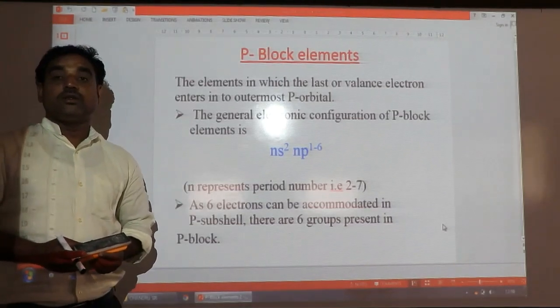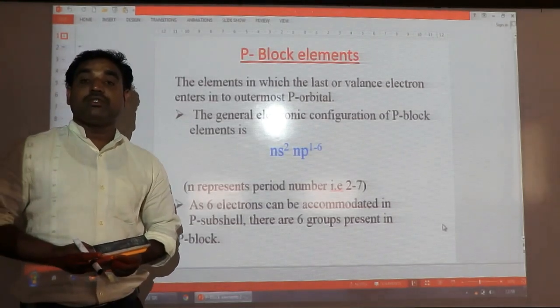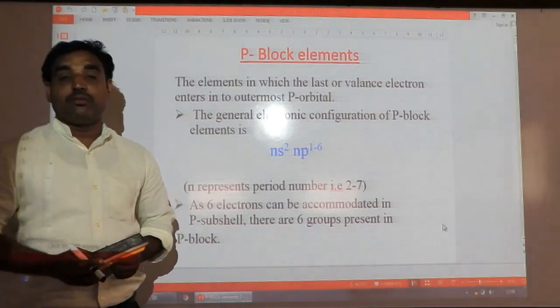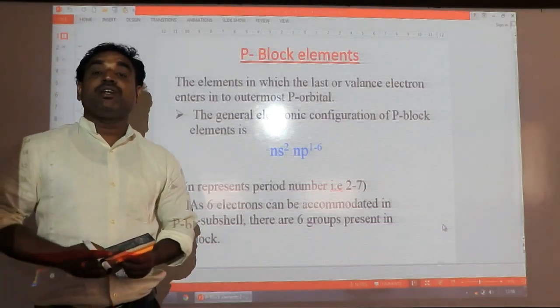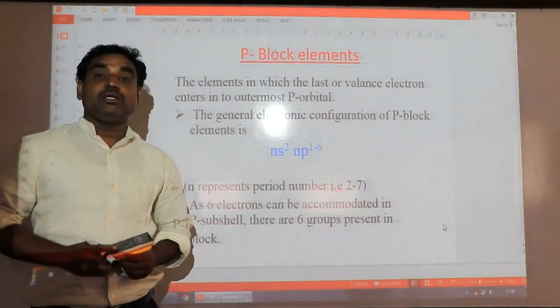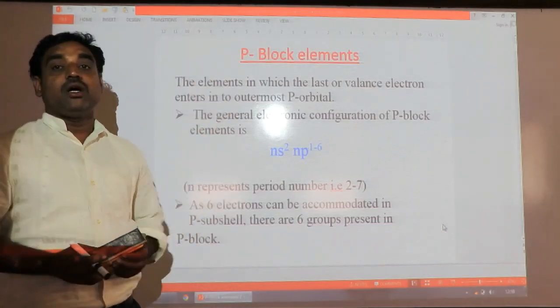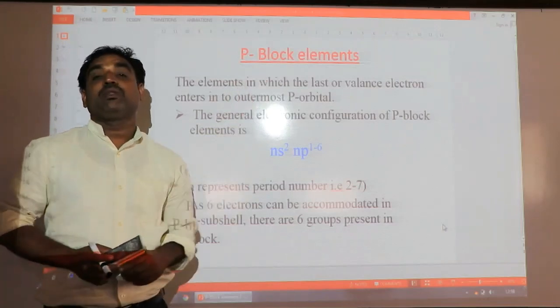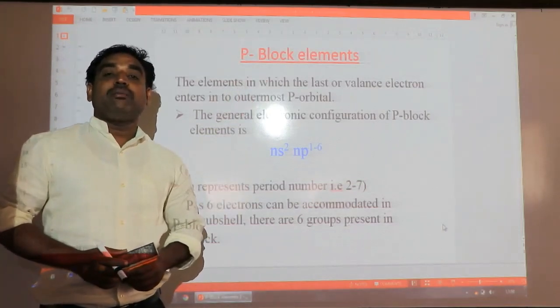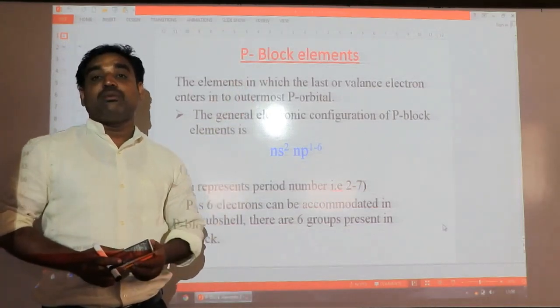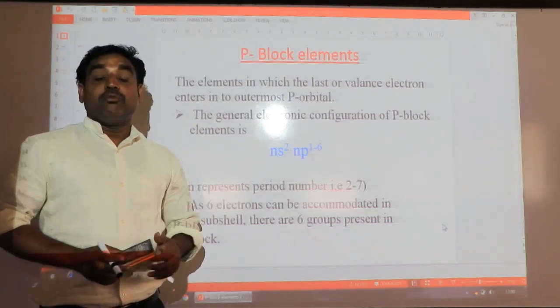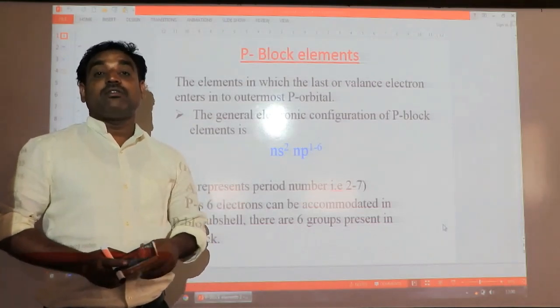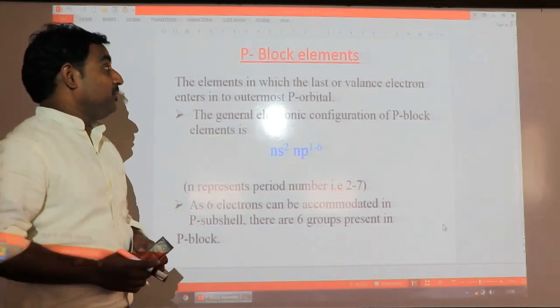Hello students, in today's class we will start with the new chapter, that is P block elements. In previous classes we were discussing the S block elements. In today's class we will start with one more inorganic chapter, that is P block elements. Before going to the objective of the P block elements, we need to know what the P block elements are. Later we will discuss the other things about the P block elements.